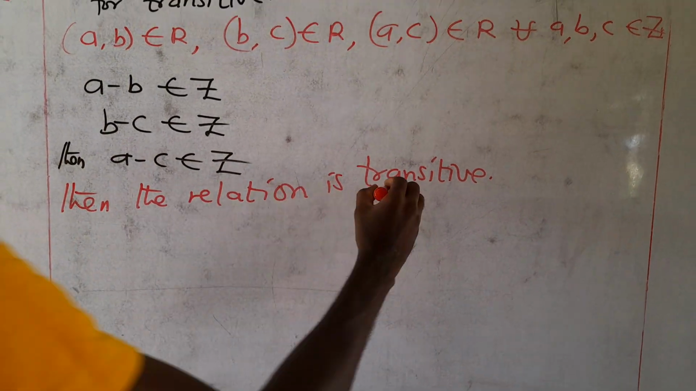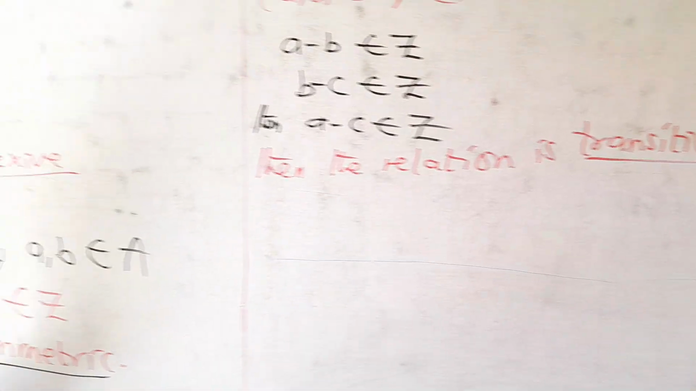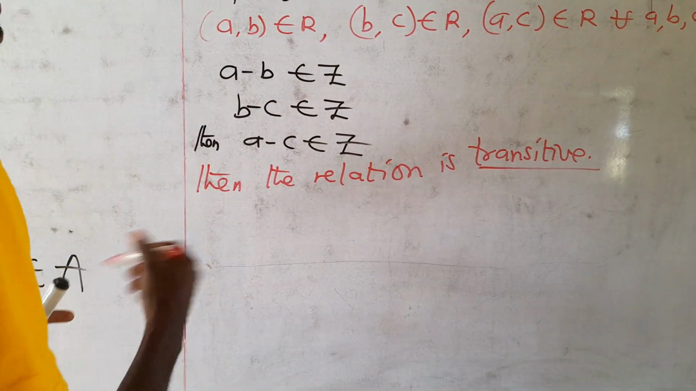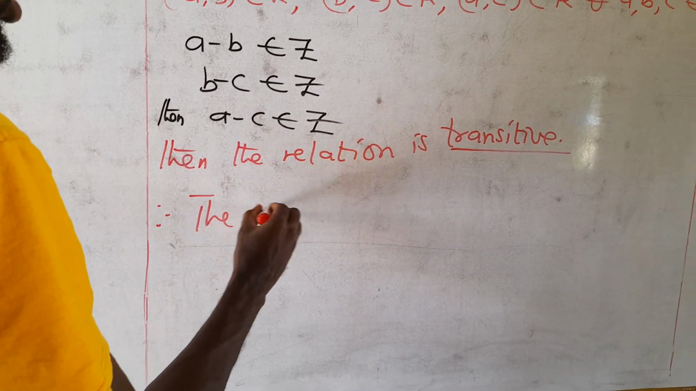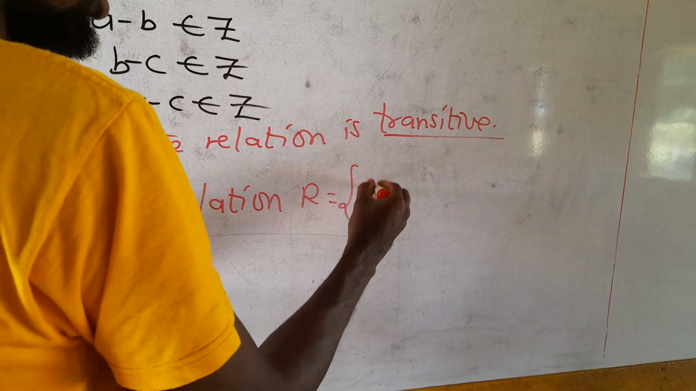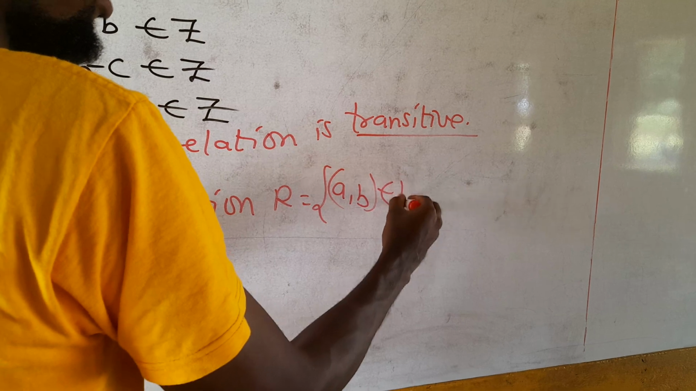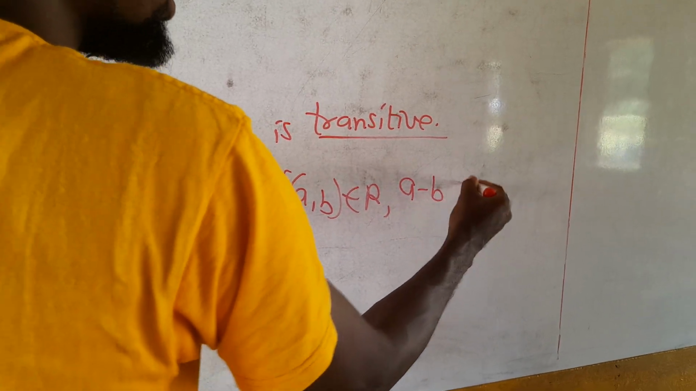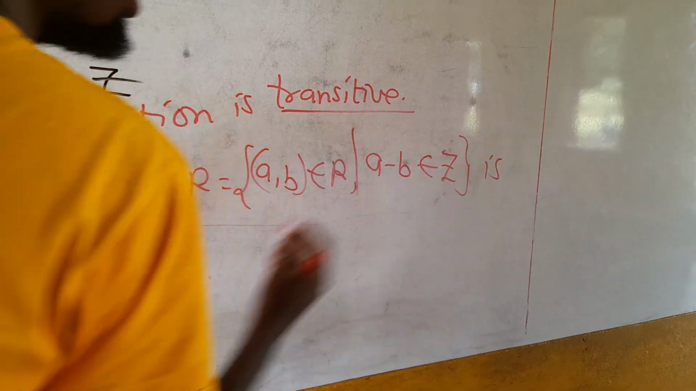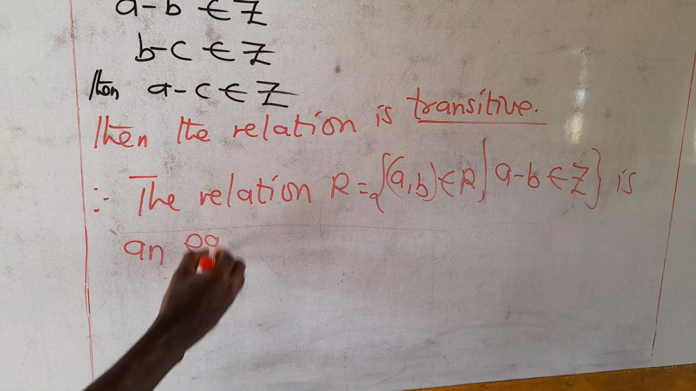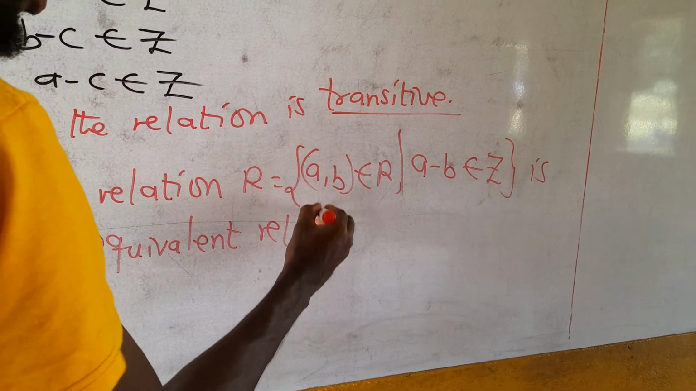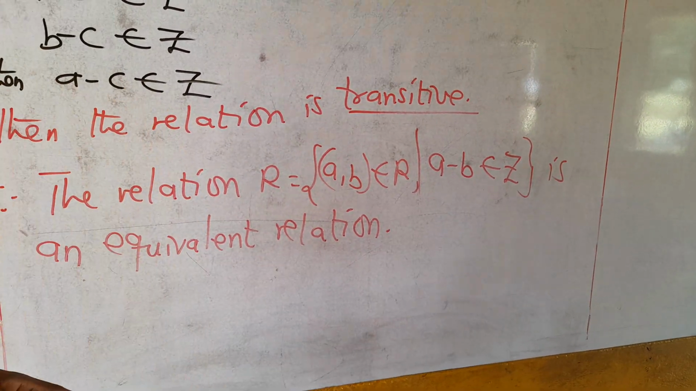So since the relation is transitive, symmetric and reflexive, then the relation is an equivalence relation. So we can say, therefore, the relation R equal to (A, B), where A minus B is an integer, is an equivalence relation. I hope you get that. This is very, very simple, and I know you understand.